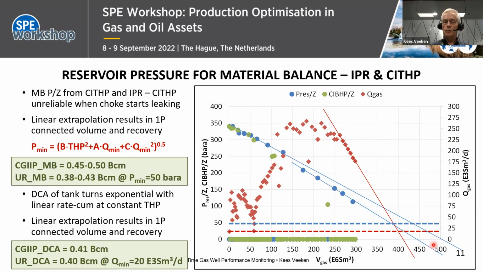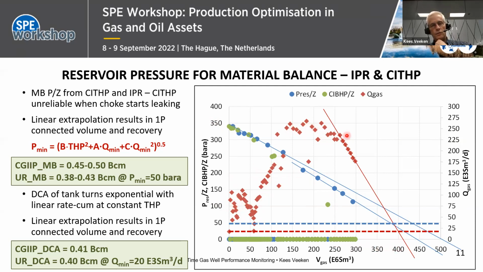how much gas volume you have connected to that specific well, which in this case would be around 450 to 500 million standard cubic meters. You also have another source which gives you a similar number. That's what you can refer to as rate-cum, or the Klein curve analysis. Here we're plotting the monthly average gas rate versus cumulative gas production.